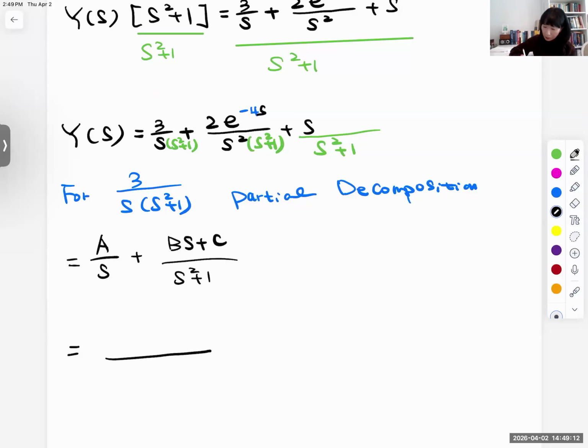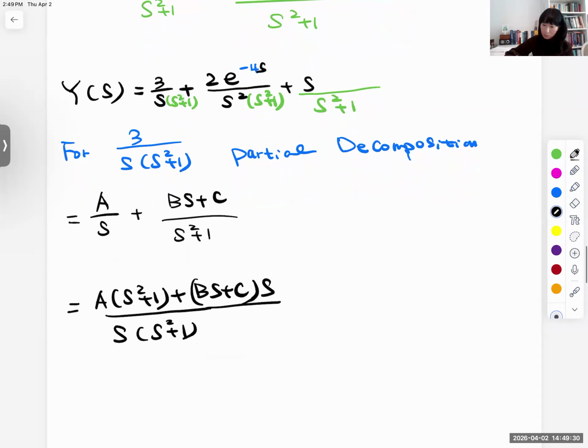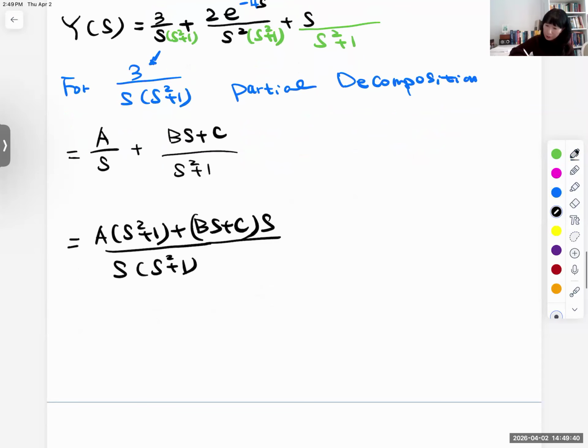Then make a common denominator. So there will be s squared plus 1, then we have a times s squared plus 1 plus bs plus c times s. That's the first term. Then we distribute.